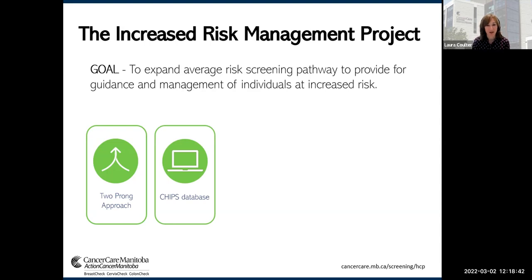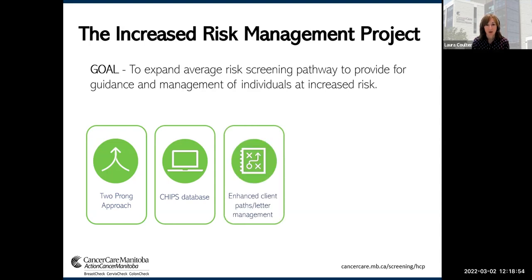Expansion of the ColonCheck screening database registry so that we can collect and manage various risk factors that were input, such that a personalized care pathway could be automated. Enhanced colorectal cancer screening pathways to include risk criteria to ensure that patients are being informed and triaged accordingly. In other words, ensuring that the right people are completing the right test at the right time.